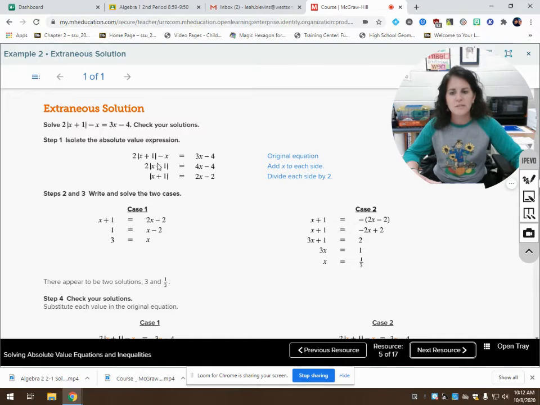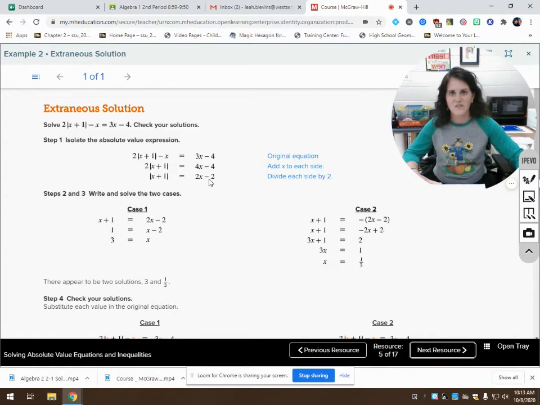And I have 2 times the absolute value of x plus 1. My absolute value is almost alone, but it's got this nasty 2 there. We got to get rid of it. How do I get rid of 2 being multiplied by something? Inverse operation, I divide by 2. Again, remember, I divide everything by 2. 2 divided by 2 leaves me with the absolute value of x plus 1. 4 divided by 2 is 2. Negative 4 divided by 2 is negative 2, so I'm left with 2x minus 2.